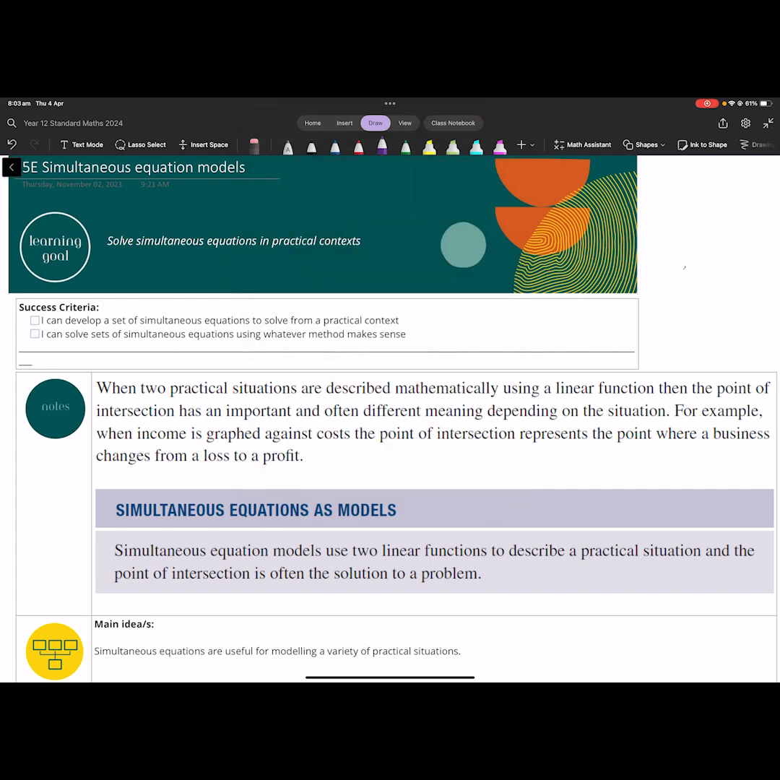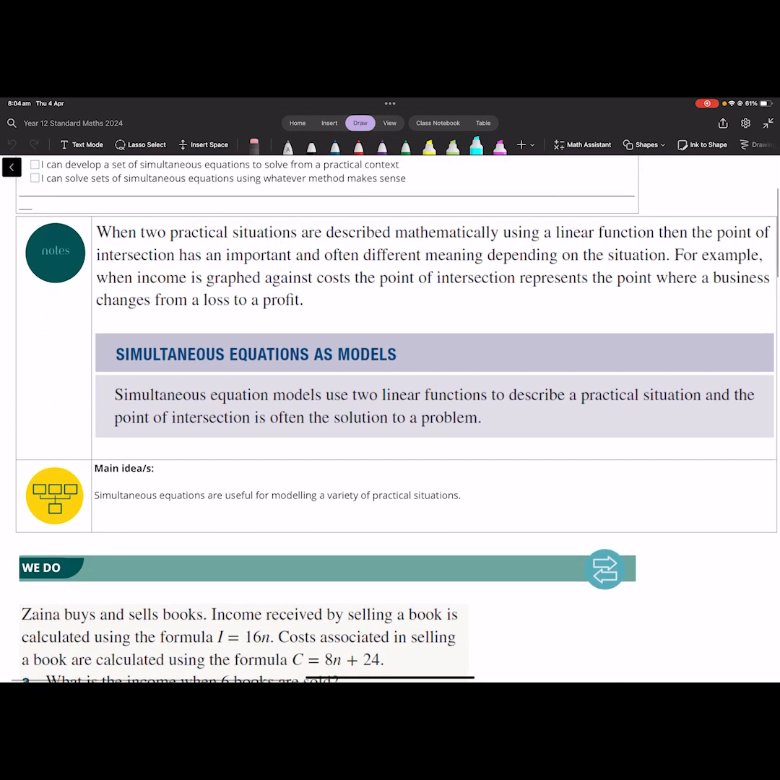Today we're going to be finally putting our simultaneous equations into a practical context. In the couple of lessons we've done so far, you've just been given equations like y equals 2x plus 3, y equals whatever, without any context around it. We're still going to be doing all the same things, looking for the point of intersection, or solving them algebraically using substitution or elimination that we learn on Tuesday.